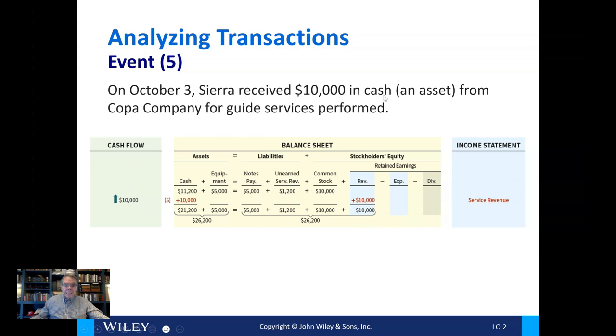We've received $10,000 cash from Copa Company for guide services performed. All right, so we've done work. We've earned revenue. So in exchange for us doing work, revenue increases shareholder equity because it increases retained earnings. So we have assets, cash that we've collected, no change in liabilities, but now we have a $10,000 increase in shareholder equity.